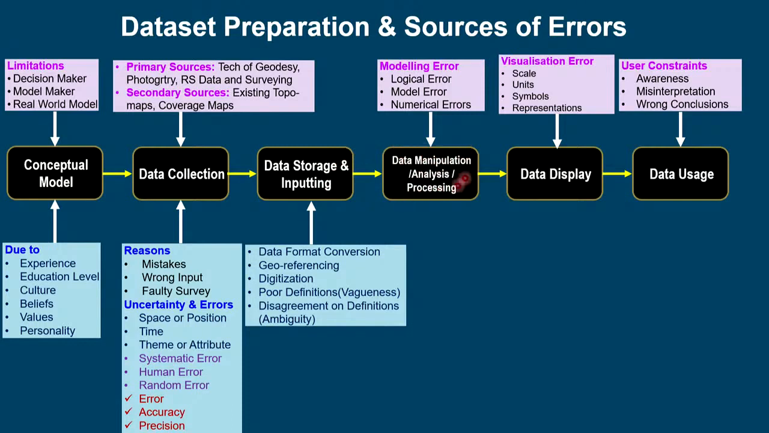So the next step is data manipulation, analysis and processing. At this particular level, we are using different types of tools, so GIS tools, to analyze this stored data or the inputted data. The tools are made by using different mathematical formulae, or you can equate the tools to a formula. Each and every formula is not perfect, because let us say if you want to calculate the area of a circle, the formula is area equal to pi r square.